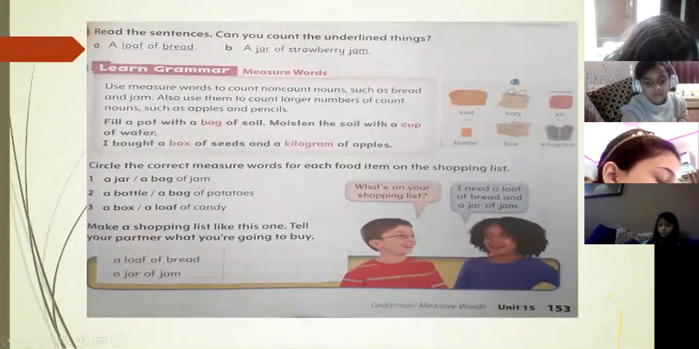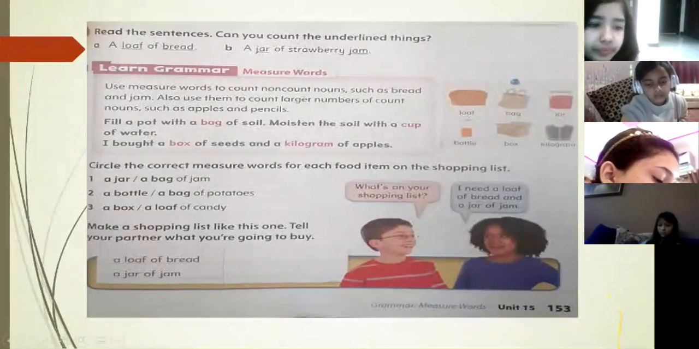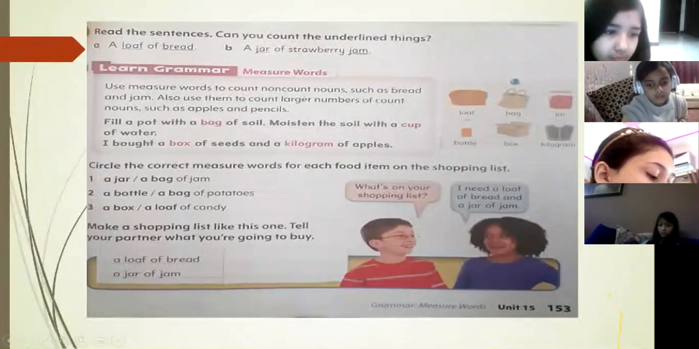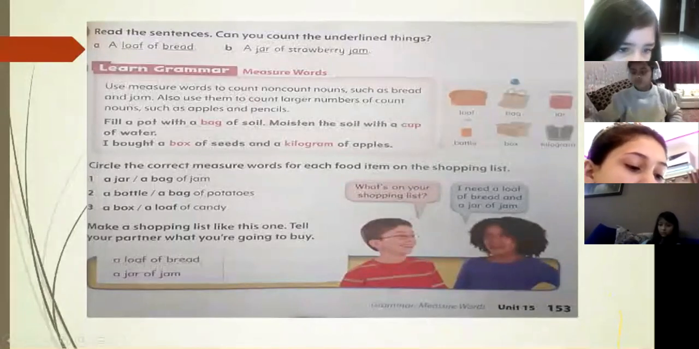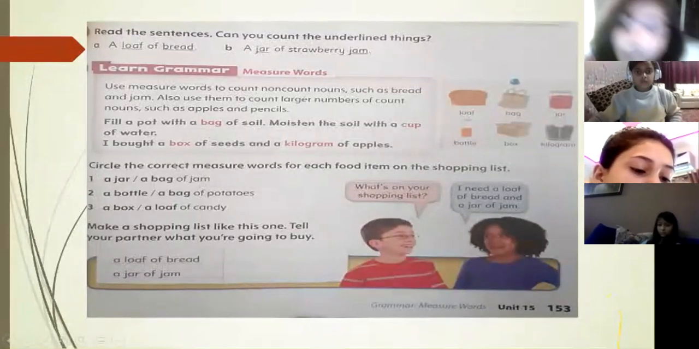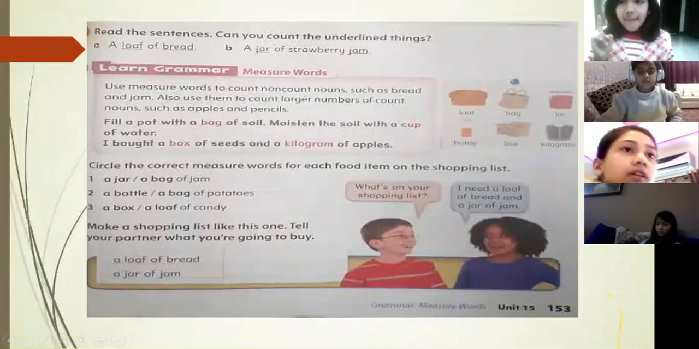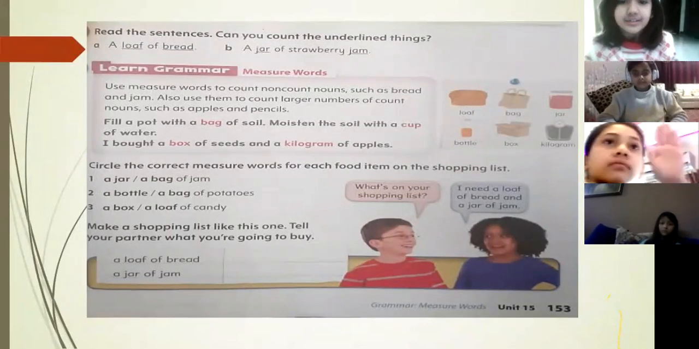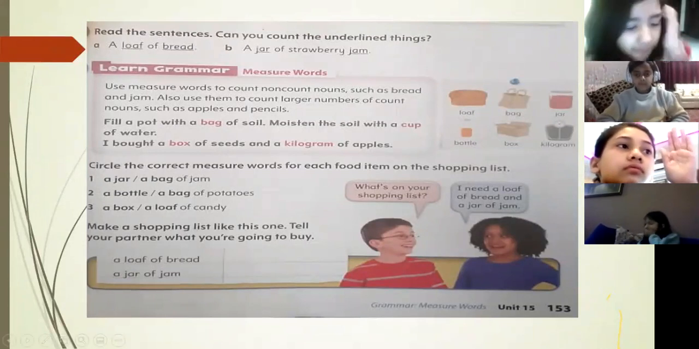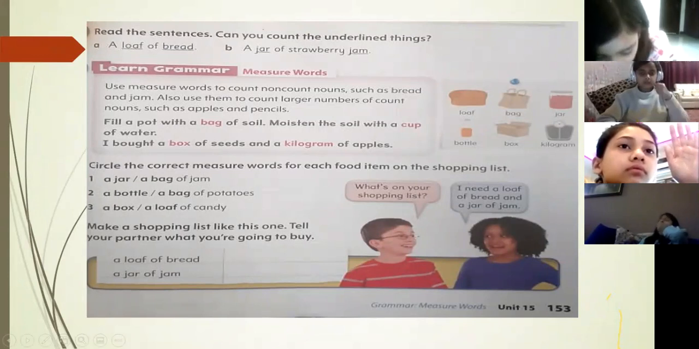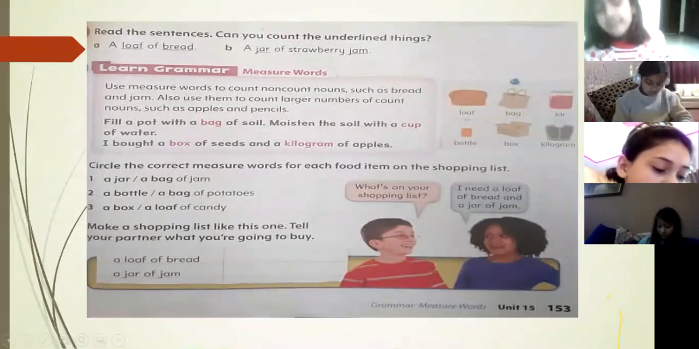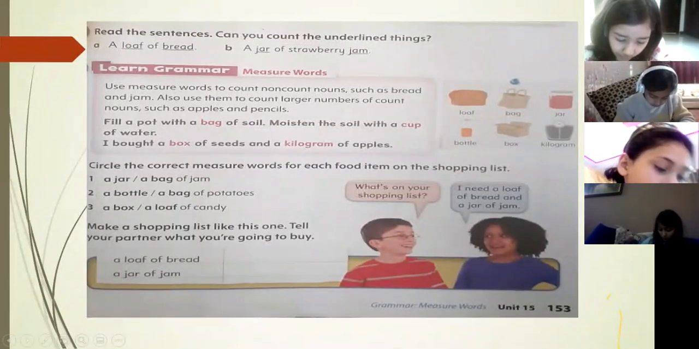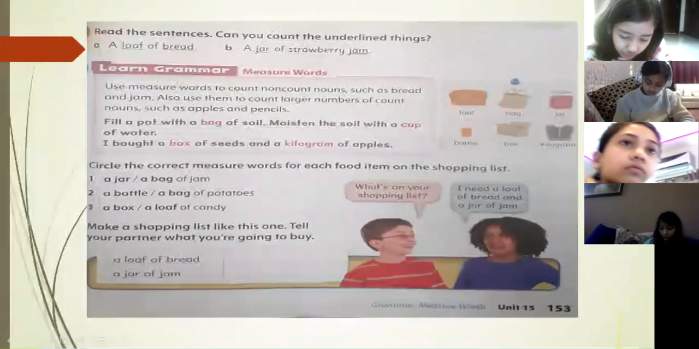So here's a question for you girls. Circle the correct measure words for each food item on the shopping list. So you see over here you've been given three. A jar of jam or a bag of jam. As you all know this. Yes, Arich? A jar of jam. Yes, thank you. It's a jar of jam. Okay, for the jam, we always use a jar of jam. So circle a jar of jam, please.